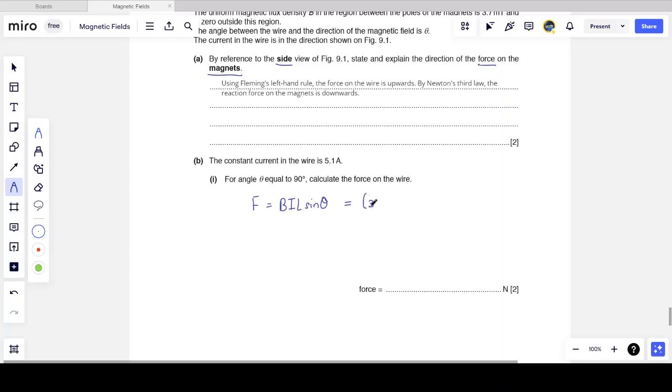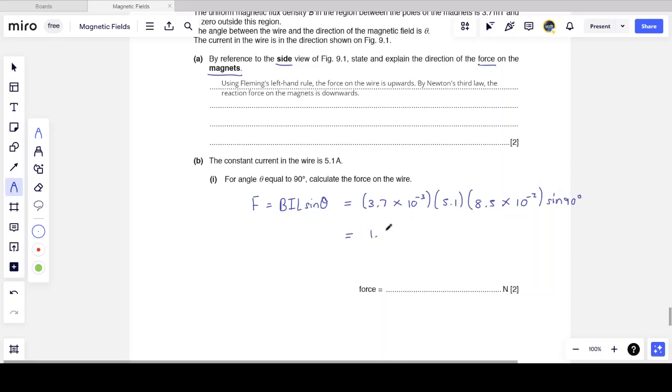What's the magnetic flux density B? It's given as 3.7 milliteslas. 3.7 times 10 to the minus 3 teslas. The current was given as 5.1 amperes, as we see here, two significant figures. And the length of the wire, they told us, is 8.5 centimeters. And that is completely perpendicular to the field. So the 8.5 is the length of the wire inside the field. 8.5 times 10 to the minus 2 meters times the sine of 90 degrees. Hooray, sine of 90 is 1.